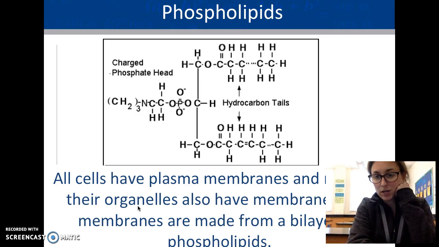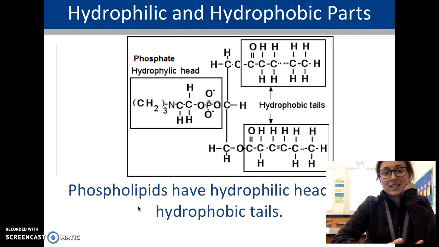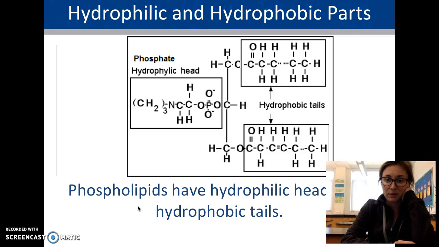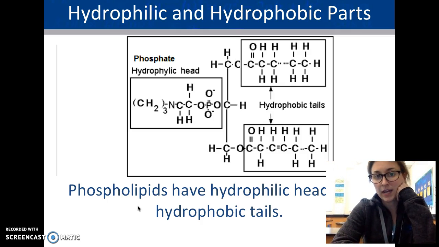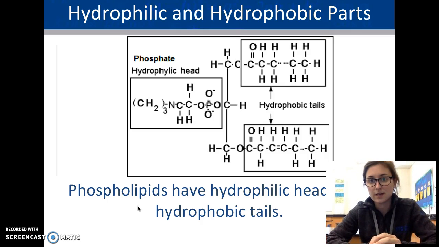The head is charged, so it's polar, and the tails are nonpolar. We also would determine that this has hydrophilic and hydrophobic parts. The charged phosphate head is hydrophilic or water-loving, and the hydrophobic parts are water-fearing.